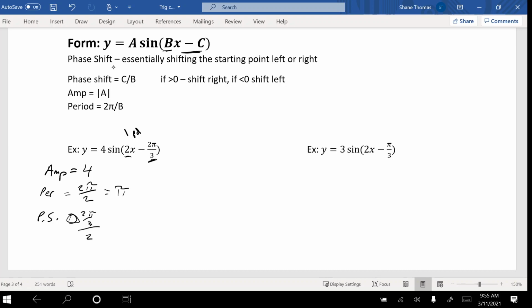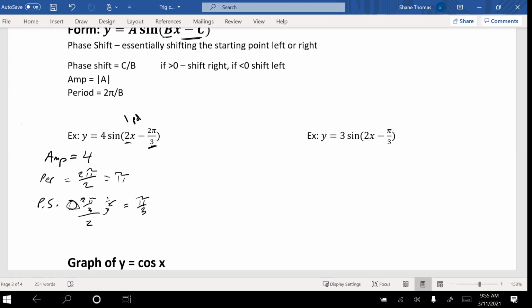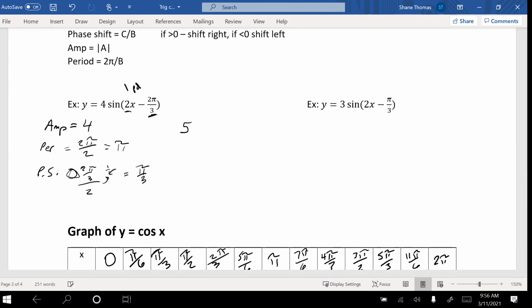Simplify that a little bit. I reciprocate this up, and then multiply by 1 over 2. The 2's cancel, so I'm left with pi over 3. So that means my phase shift is, before, we started at the origin, 0, 0. Now the starting point is shifted to pi over 3. That's my phase shift. Now let's find my 5 points. My starting point was typically 0, correct? Now what's my starting point? Pi over 3, good.